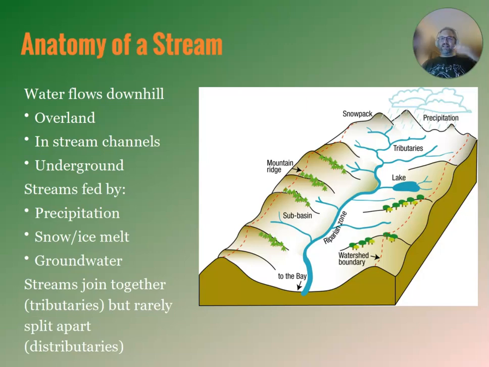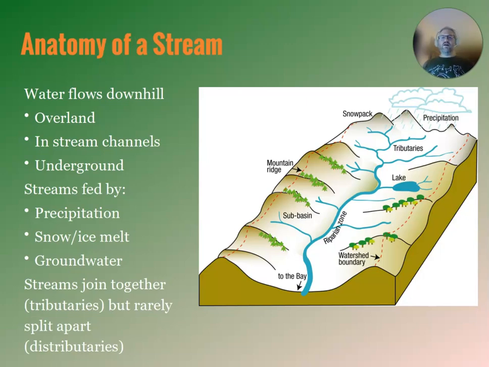So if the stream cuts down below the level where the groundwater is, that groundwater will find itself flowing out of the ground into the stream. So groundwater feeds into, but then also can be taken out of our streams. It's a constant back and forth of water between the surface stream and the groundwater.